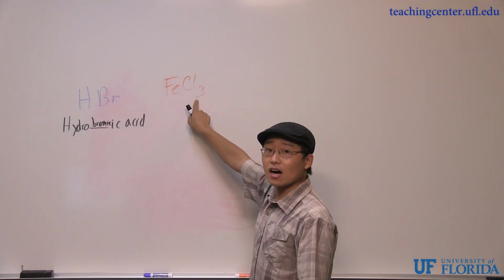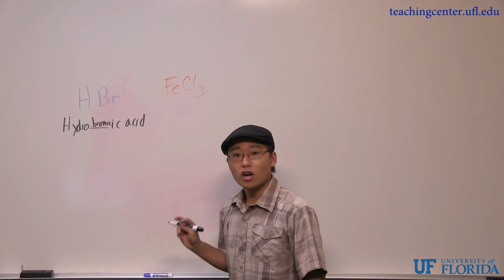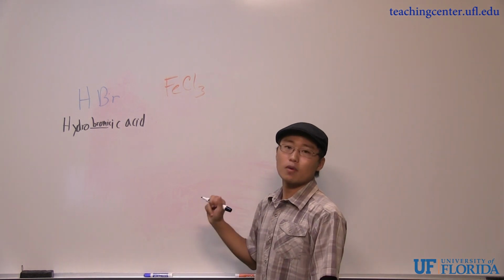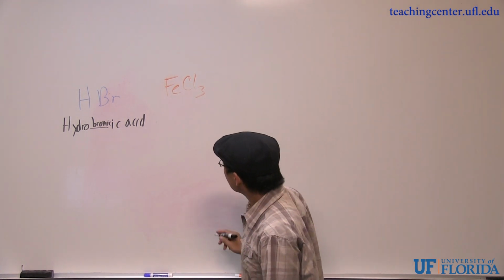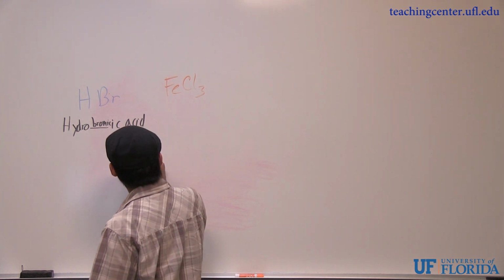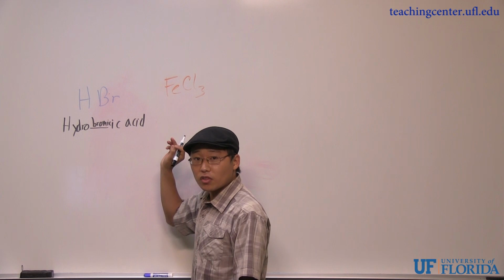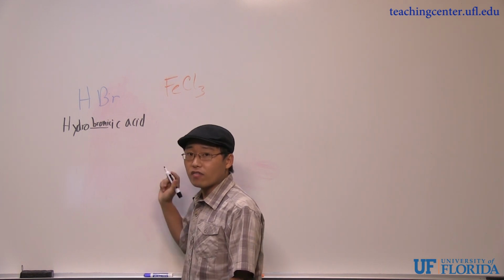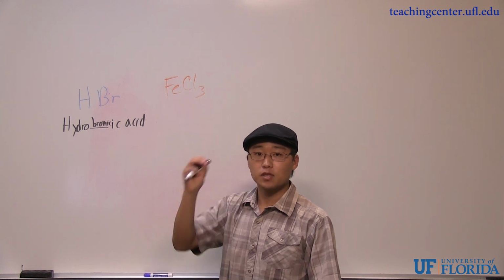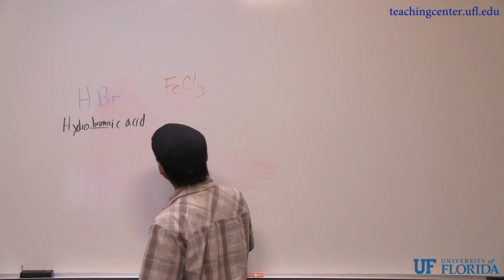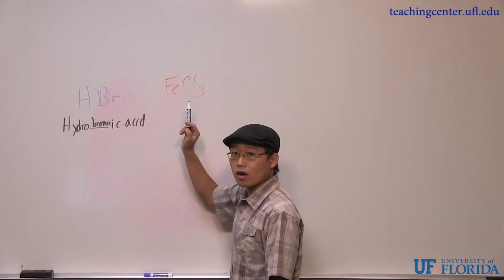But what about FeCl3? Well, FeCl3 is a transition metal compound, which means that it has a transition metal in it. And that transition metal is iron. So what we're going to do here is look at the charges of both iron and Cl3. Now, in order for a compound to exist, guys, the overall charge of a compound must be 0. So we need to find a way where 3 chlorides and 1 iron equals 0.